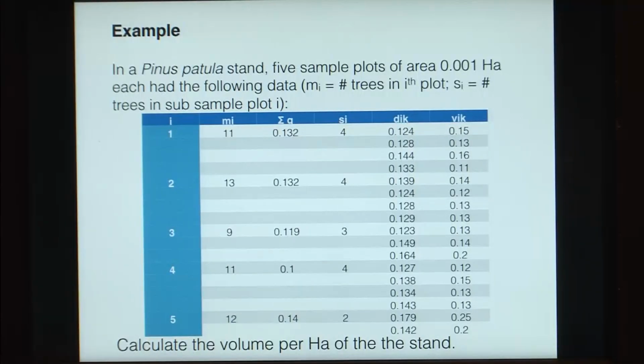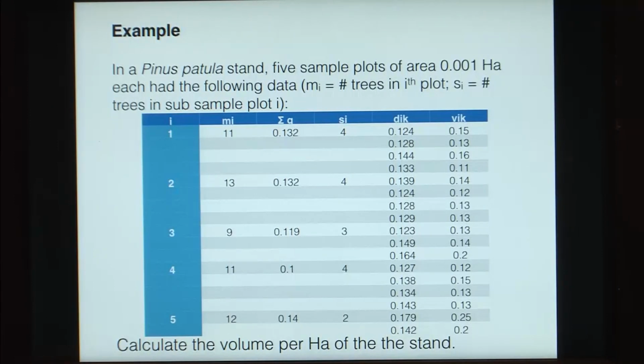Here it states that in a Pinus patula stand, 5 sample plots of area 0.001 hectare have been taken, and for each of these, Mi is the number of trees in that sample plot, Si is the number of trees in the subsample plot, and we are given the values and we are required to calculate the volume per hectare of the stand.